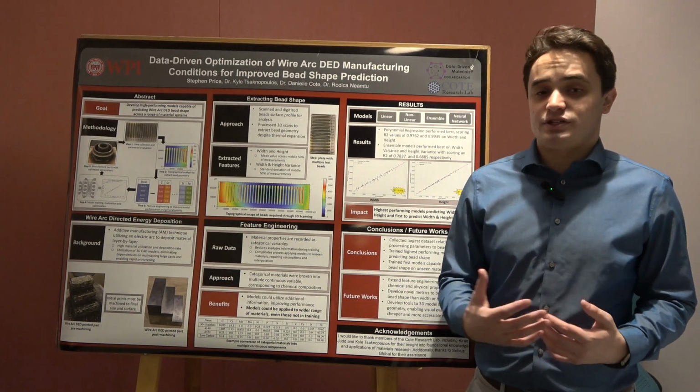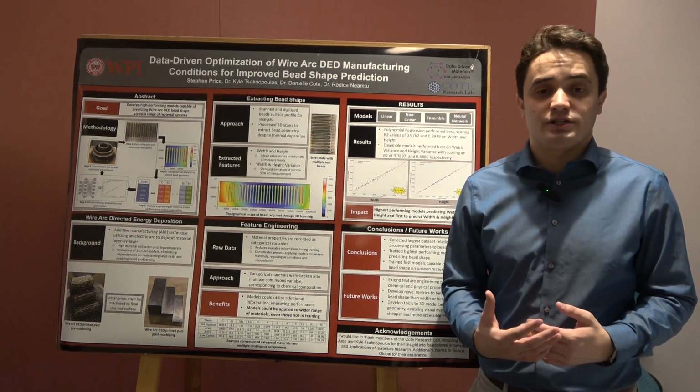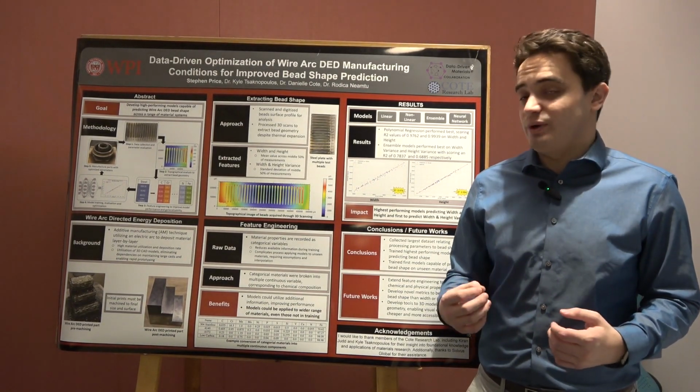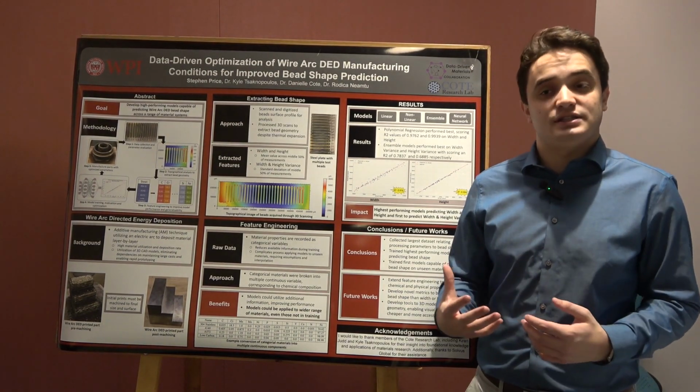This includes how fast you're actually moving the robotic arm, how fast you're depositing material, and even what types of materials you're using. And so we sought to use machine learning so that we could improve this and make it a more efficient and sustainable process.